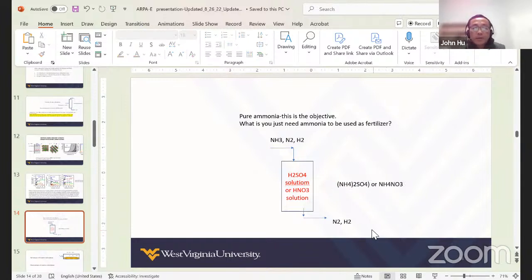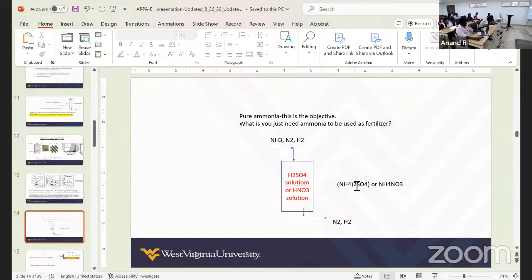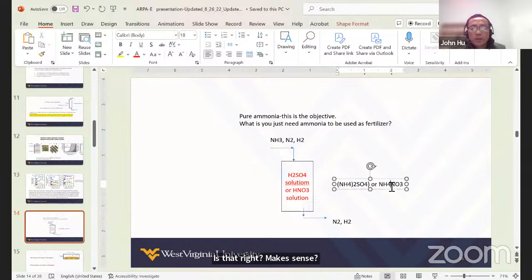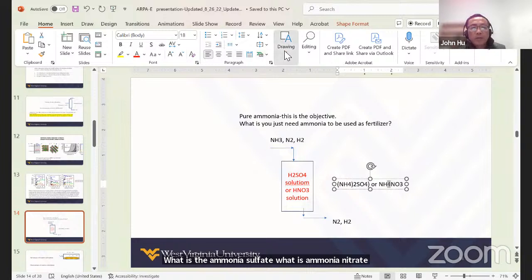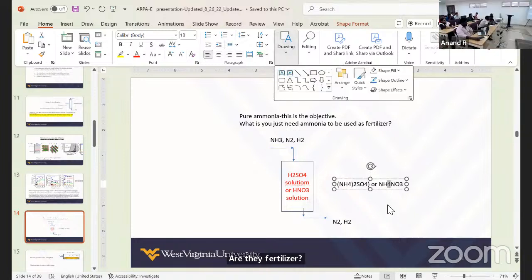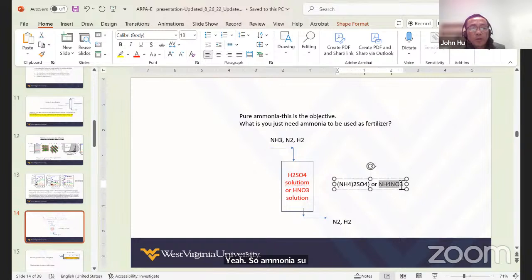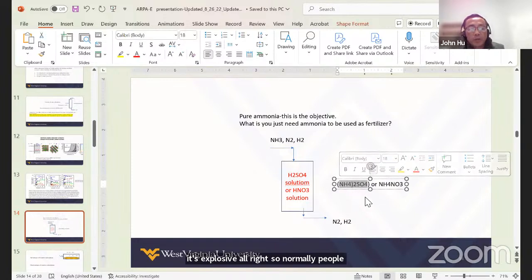Is that right? Make sense? What is the ammonium sulfate? What is the ammonium nitrate? Are they fertilizers? Yes, ammonium nitrate is a fertilizer, and ammonium sulfate is also a fertilizer. But you need to be careful about ammonium nitrate. It's explosive, all right? So normally, for safety, people turn it into ammonium sulfate.